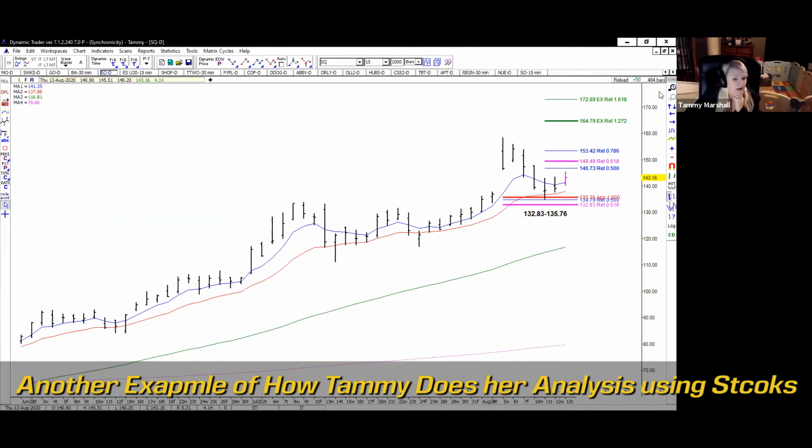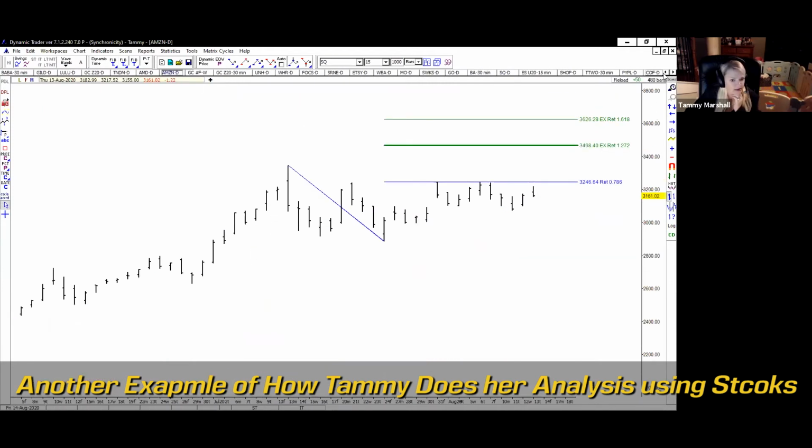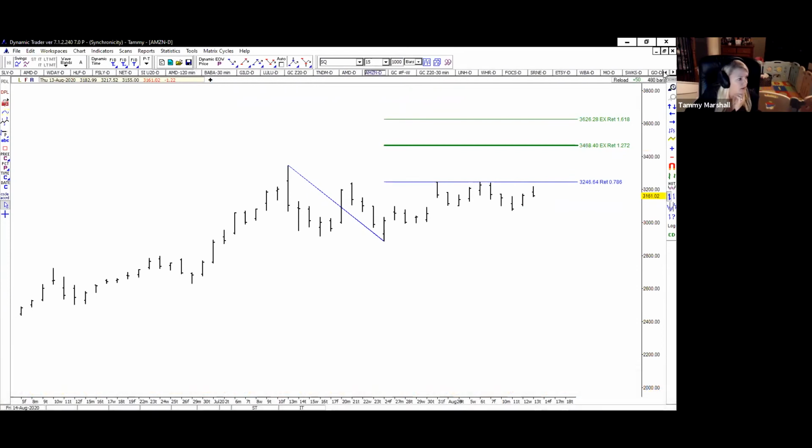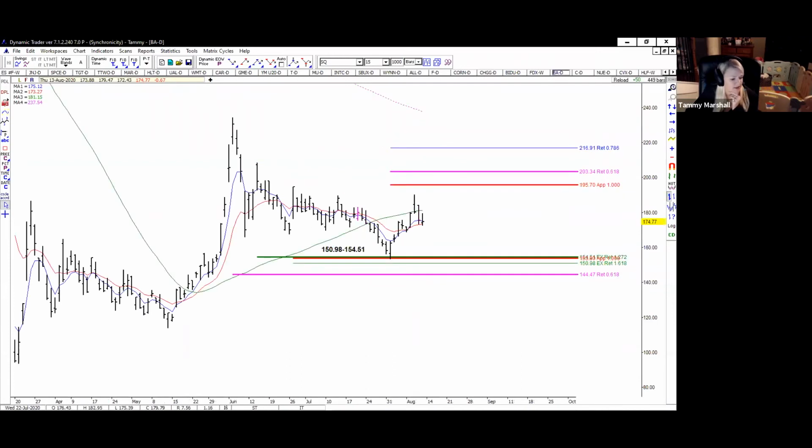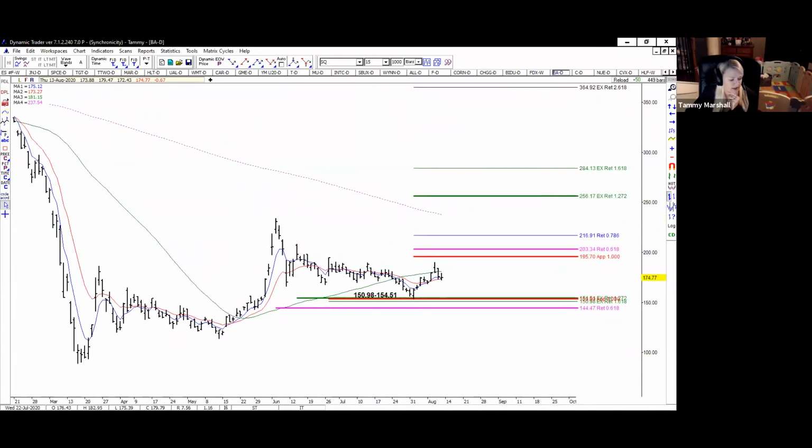Okay, well, here's a hot topic. Let's see, have I updated this? No, not yet. There it is. Okay, so here's a Boeing chart. A lot of people like to trade Boeing, especially since it's such a big leader for the Dow.